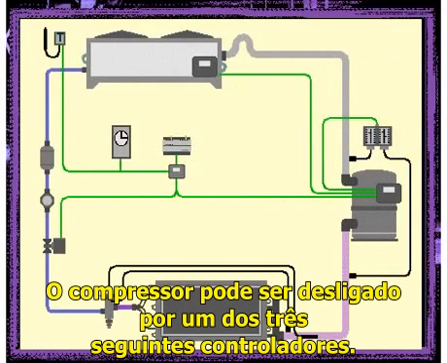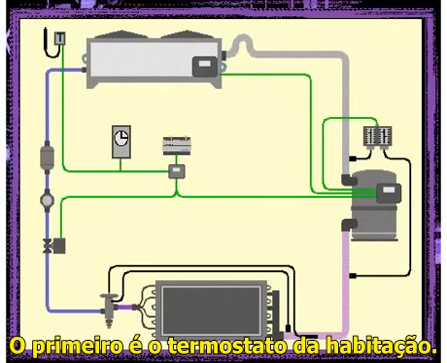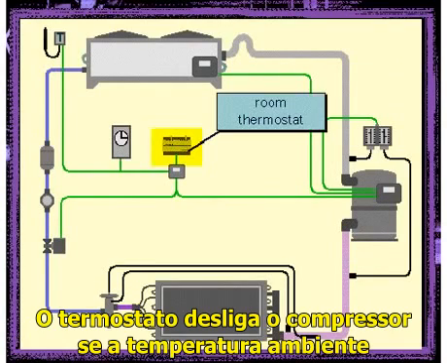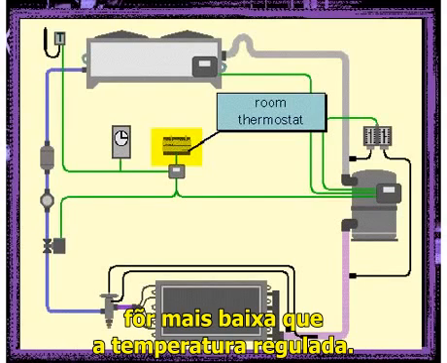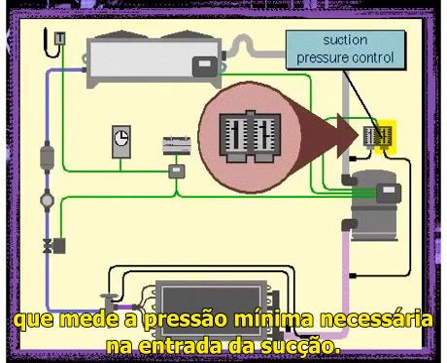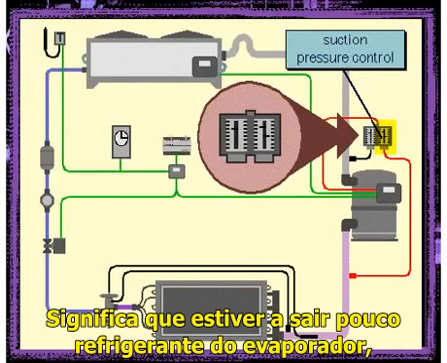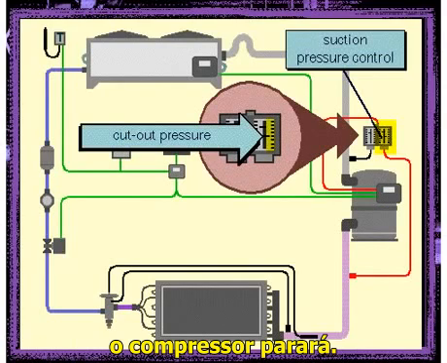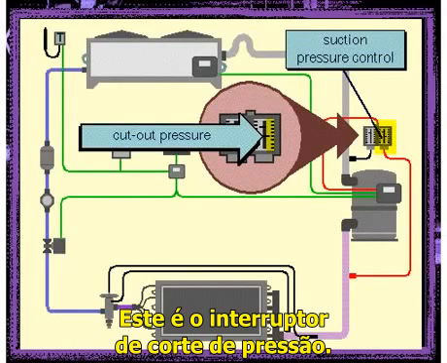The compressor can be shut off by one of the three following controls. The first is the room thermostat. This thermostat shuts off the compressor if the ambient temperature is lower than the set point temperature. The second is the pressure control that measures the minimum required pressure at the suction inlet. This means that if too little refrigerant is coming from the evaporator, the compressor will be stopped. This is the cutout pressure.